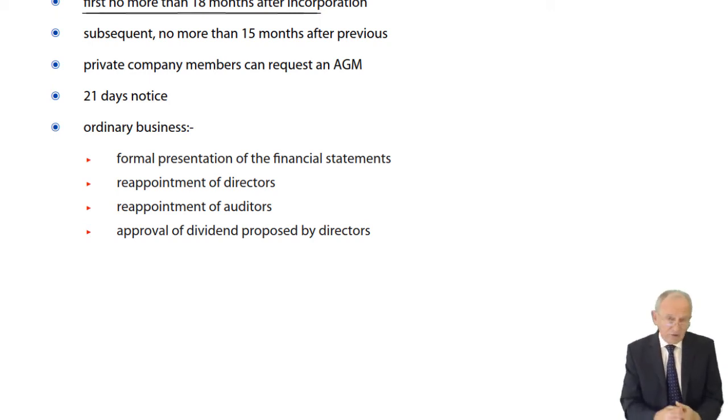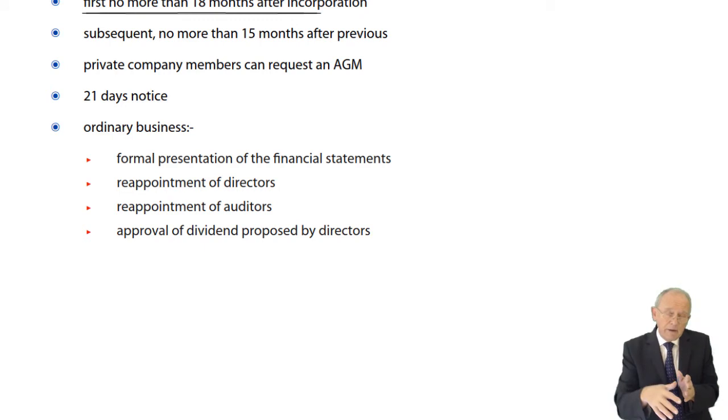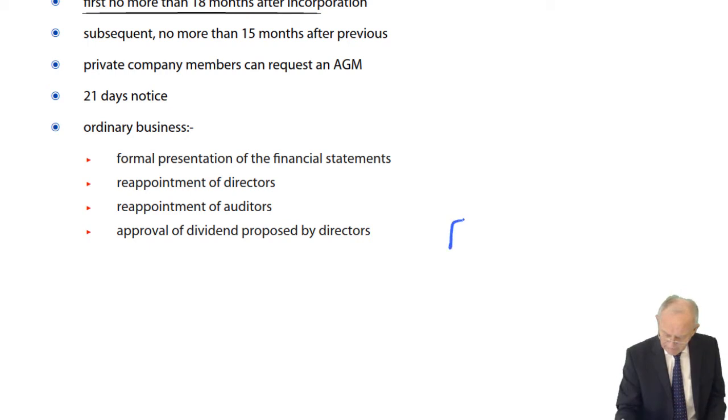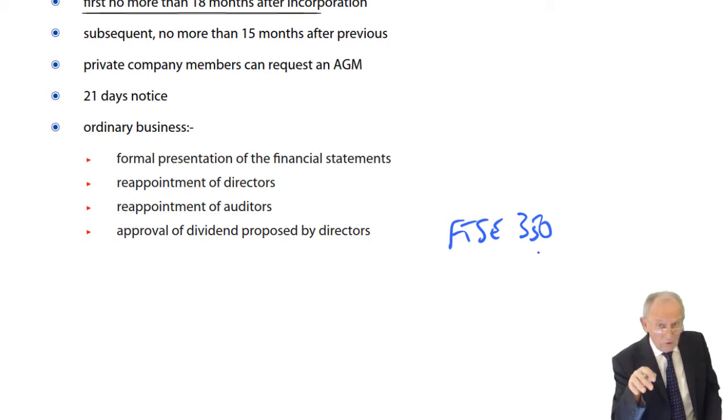The second element of ordinary business is the reappointment of directors, serving for another year. Directors retire by rotation, unless it's an FTSE 350 company, FTSE, Financial Times Stock Exchange, the top 350 companies. The directors of those companies must retire every annual general meeting and, if they wish, submit themselves for re-election. But it only applies to the top 350.